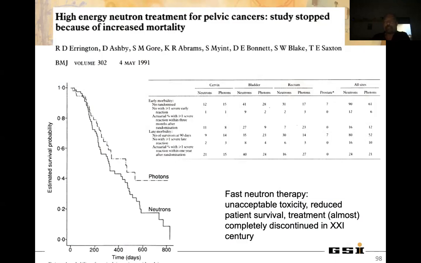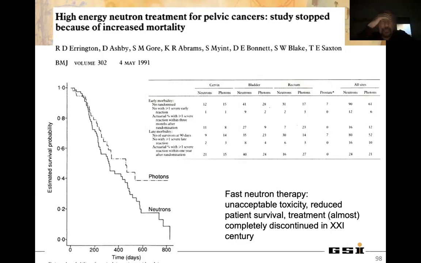Essentially, when this paper came out, this was an English study that was a phase 3 clinical trial comparing photons and neutrons for pelvic cancers. The study was stopped because, as you see here quite clearly, the toxicity was too high. The patient survival was clearly reduced using neutrons, and then the study had to be stopped.